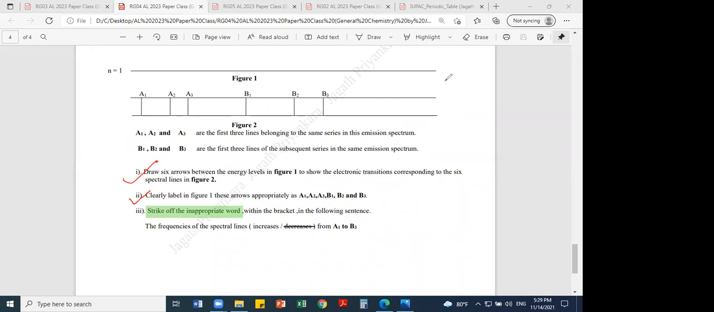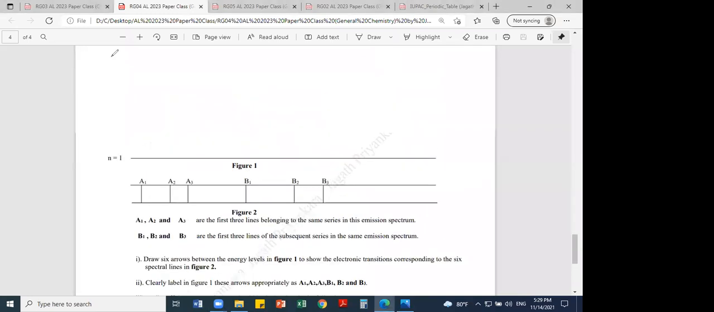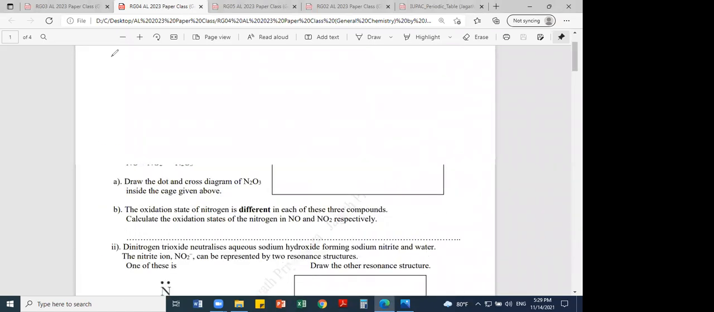That is the end of revision number 3, the RG3. Right. Then let's move on to the next one. Any questions? So the next one, RG4.